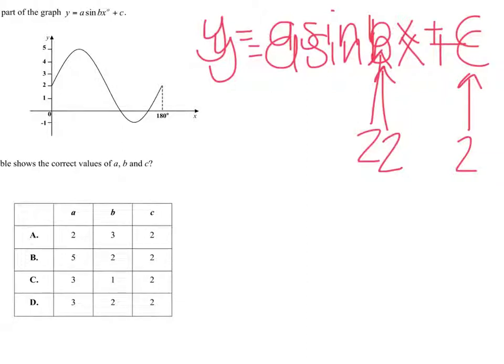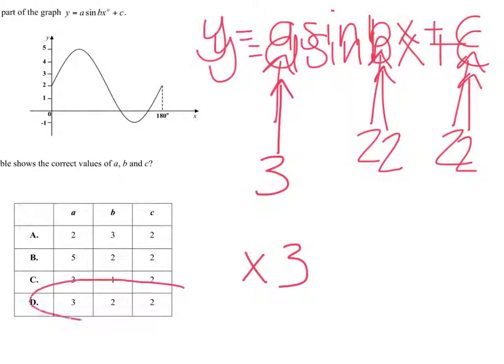A normal sine graph has a maximum of 1 and a minimum of -1, which means the height of the graph is 2. Our graph has a height of 6, which means it has been multiplied by 3. So our graph has been stretched vertically by 3. That tells us that the value of A is 3. That corresponds to answer D on our table.